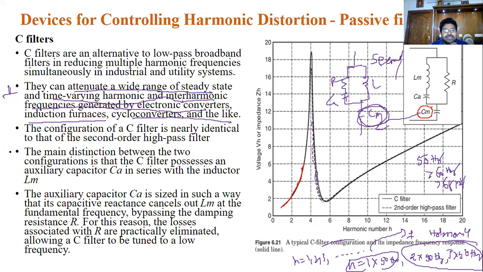What is the difference between the second order type and the additional capacitor? You can see the distinct difference between these two. A C filter has an auxiliary capacitor CA in series with an inductor LM. The auxiliary capacitor CA is designed in such a way that its size depends on the capacitor reactance cancelling out LM at the fundamental frequency.